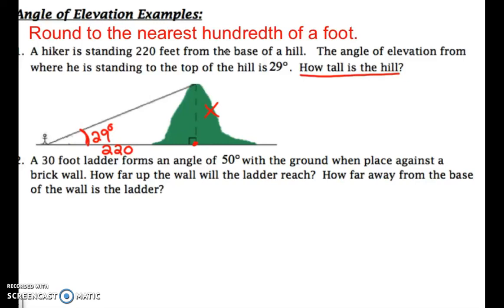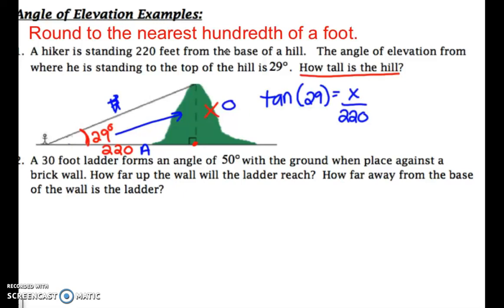So first off, I'm going to label my triangle. So this is going to be my opposite side. This is my hypotenuse and my adjacent side. I don't know anything about the hypotenuse in this case. So what deals with O and A? That would be tangent. So I'm going to set up tangent of my angle, which is 29. So tangent is opposite over adjacent. And x is up high, so I'm going to cross multiply. So do tangent of 29 times 220.